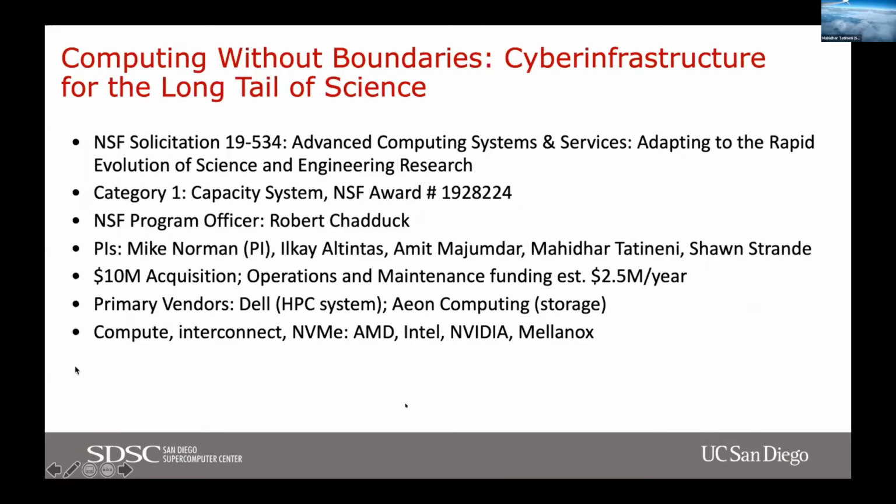So the project itself, Expanse, is an NSF-funded machine. It was a capacity system award, and basically the PI on the project is Professor Mike Norman, and then Dr. Altintas, Dr. Majumdar, myself, and Shawn are the co-PIs on the project. The vendor was Dell, and we have storage from Aeon for the Lustre files.